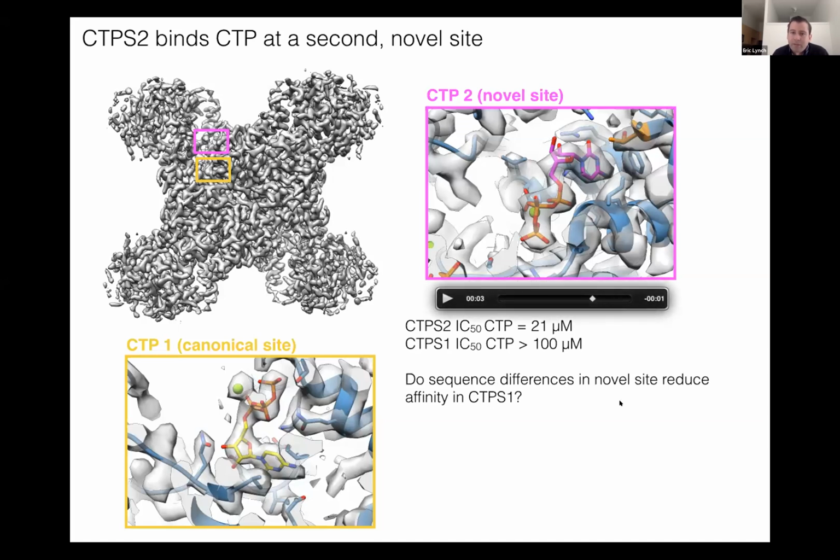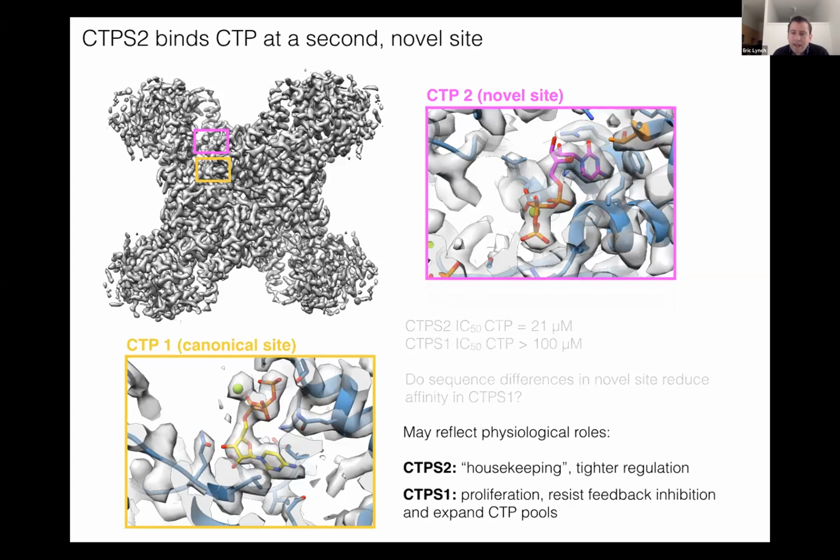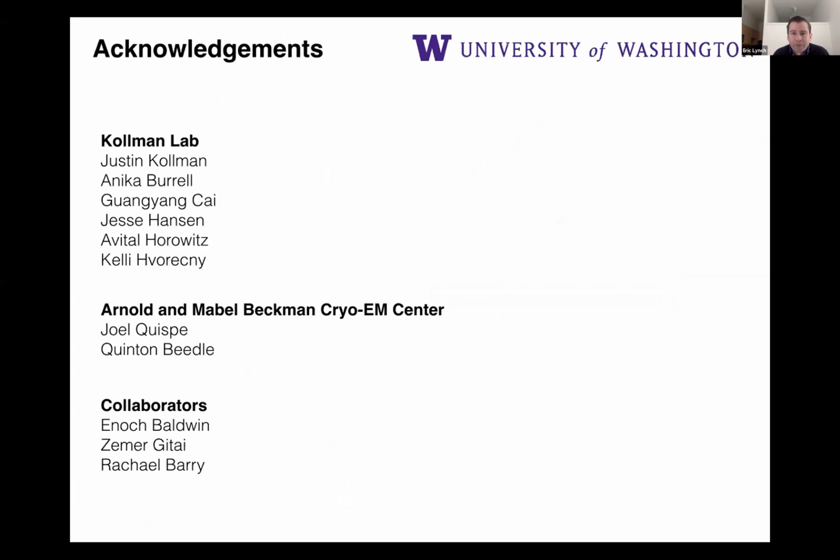So we were thinking that perhaps this site may be lower affinity or completely absent in CTPS1, and that could explain the difference in those IC50s. And again, that could relate to their physiological roles, with CTPS2 being the housekeeping isoform that has tighter regulation, and CTPS1 being involved in proliferation and resisting feedback inhibition, allowing it to expand CTP pools.